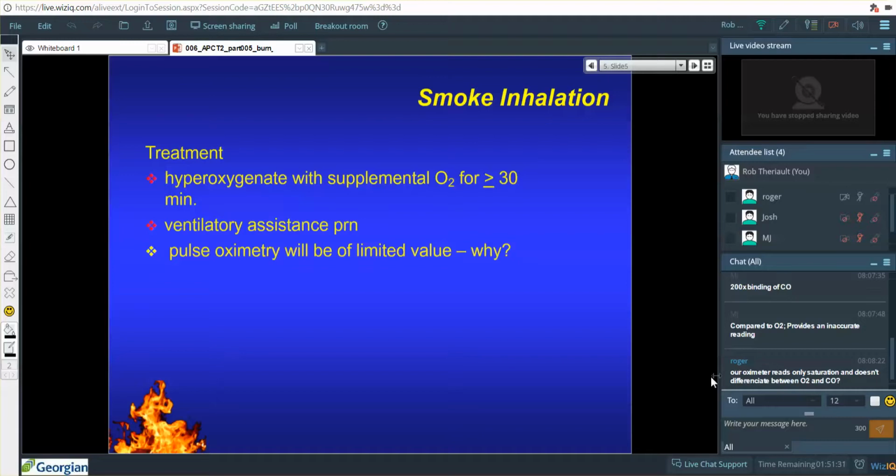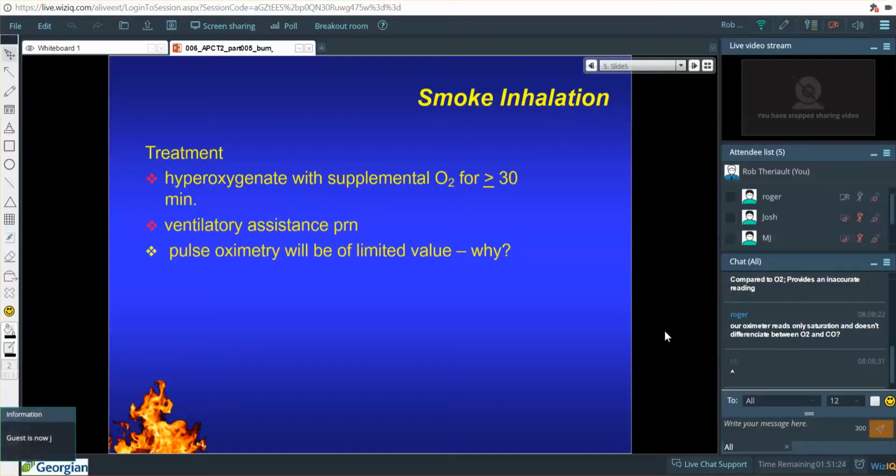Perfect, Roger, thanks. Yes, the pulse oximeter can't distinguish between oxyhemoglobin and carboxyhemoglobin. It sees O2 and CO bound to hemoglobin in exactly the same way. So with a patient with CO inhalation or smoke inhalation, their pulse oximetry reading may be 100%.